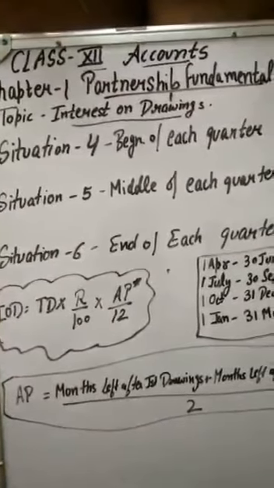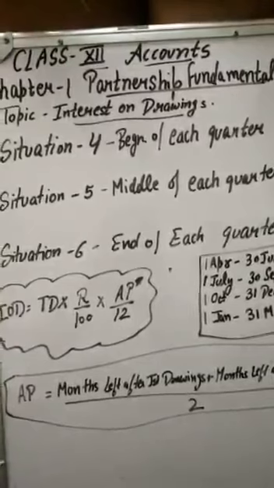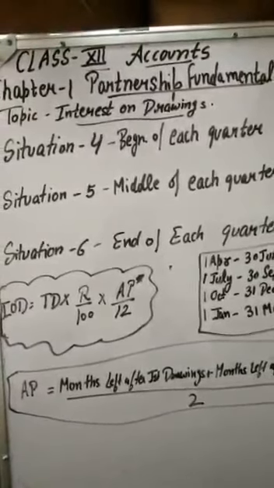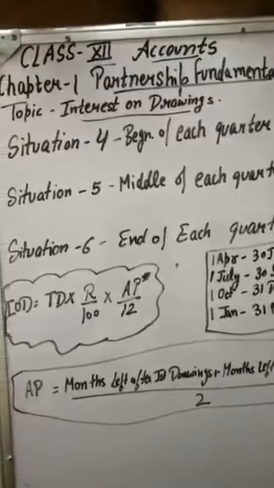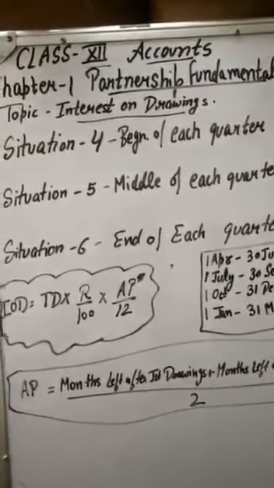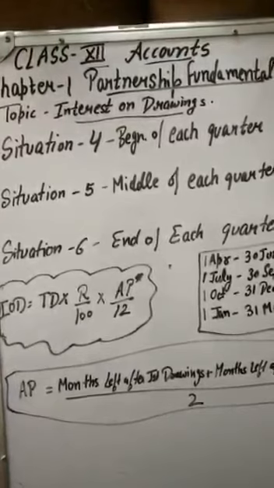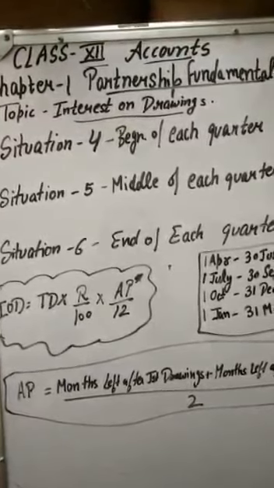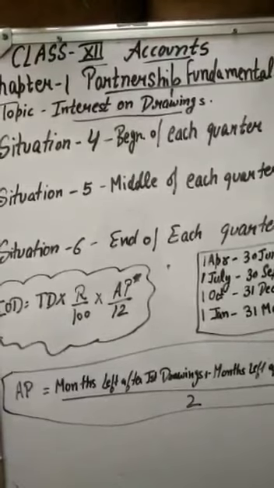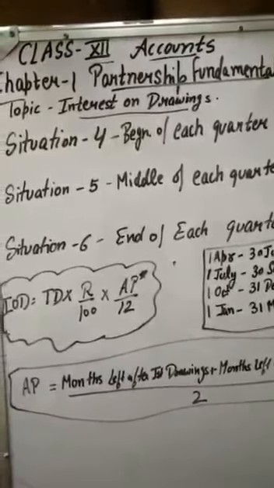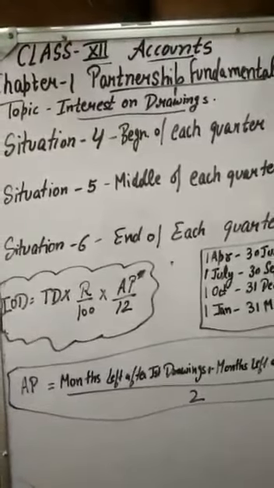We are discussing the first chapter, Partnership Fundamentals, and we will continue with the same topic, Interest on Drawings. As we have already discussed the three situations under calculation of interest on drawings, which were the beginning of each month, middle of each month and end of each month. Today we will continue with the same topic, but our situations will be quarterly installments.